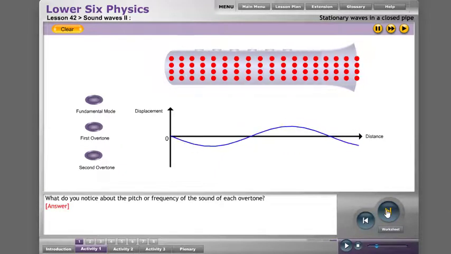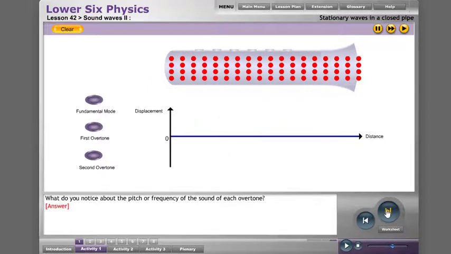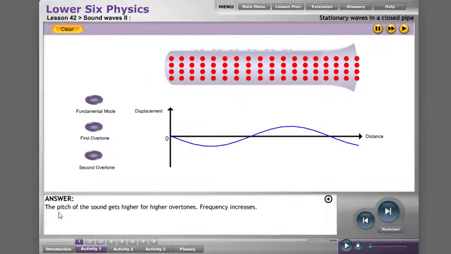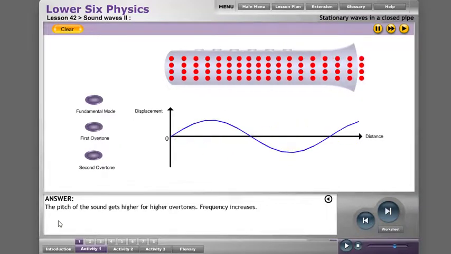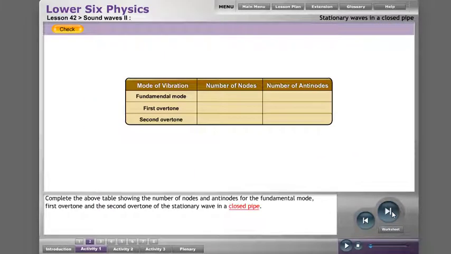What do you notice about the pitch or frequency of the sound of each overtone? Answer: the pitch of the sound gets higher for higher overtones. Frequency increases. Complete the above table showing the number of nodes and antinodes for the fundamental mode, first overtone, and the second overtone of the stationary wave in a closed pipe.